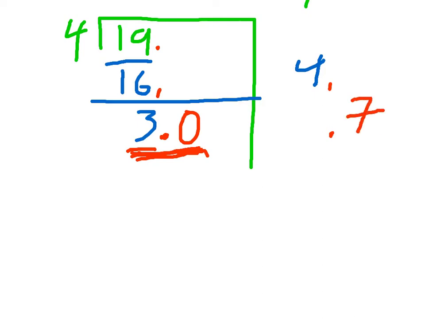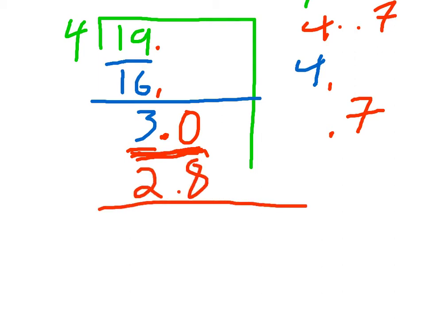And then 4 times 7 tenths, 4 times 0.7, is just 2.8, 28 with 1 decimal point. And then we're going to subtract. Have to borrow here. 10 minus 8 is 2. 2 minus 2 is 0. And now we still have more to go.